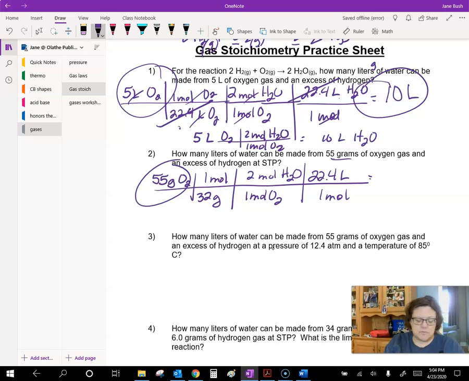And to do that, I've already done the math. You get 110 grams, 77 liters.